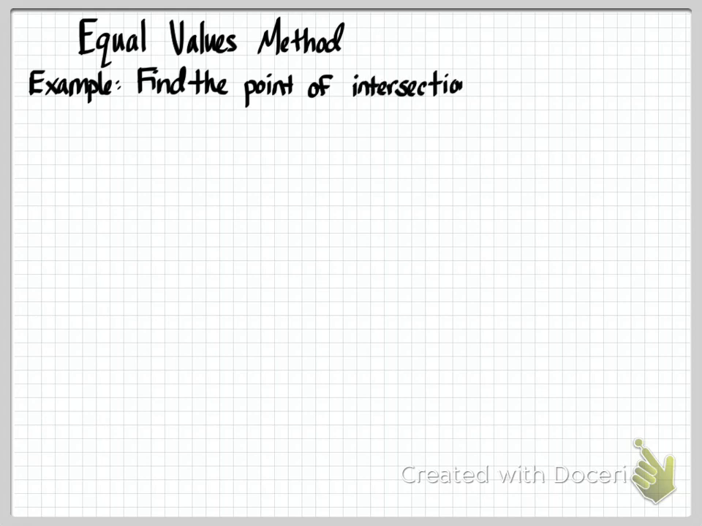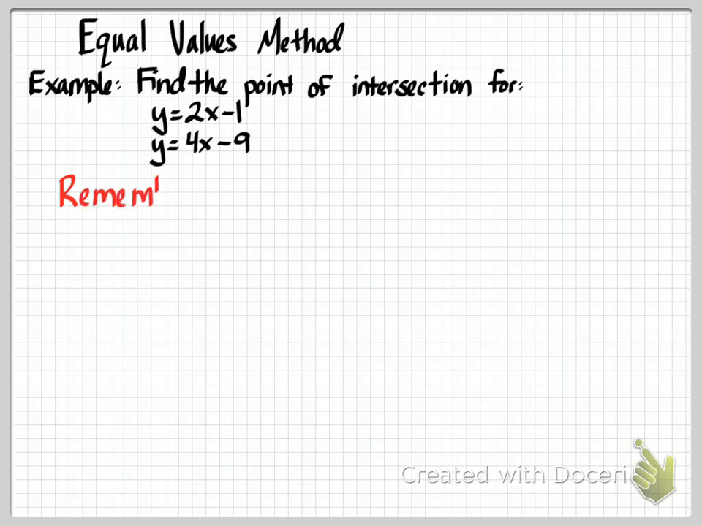And that's when we're going to use the equal values method, and you'll see some more methods in the next chapter. But we're starting off with the question y equals 2x minus 1 and y equals 4x minus 9.